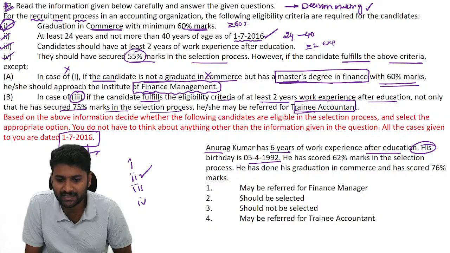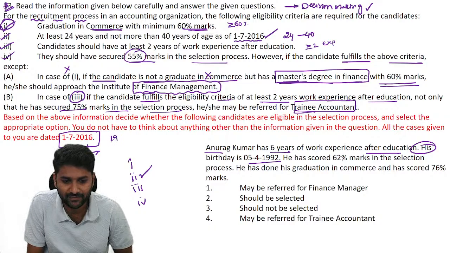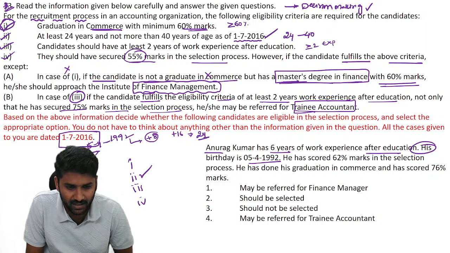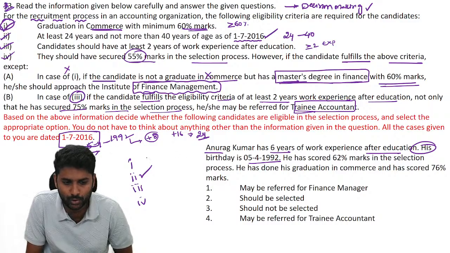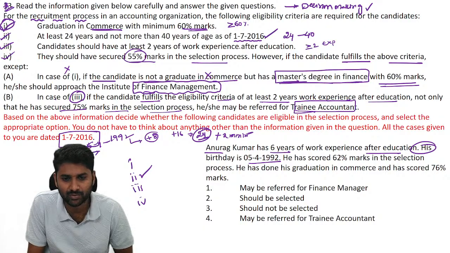His birth date is 5/4/1992. Let's calculate from 1992. If you add 8 years, then it is 2000. Then 16 more years, so 16 plus 8 is 24. So you can check here, from 5/4/1992 to 5/4/2016, the age is 24 plus some months. So definitely here the statement is all about the age.